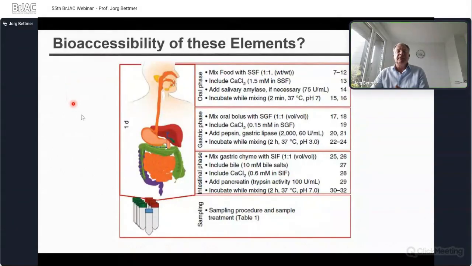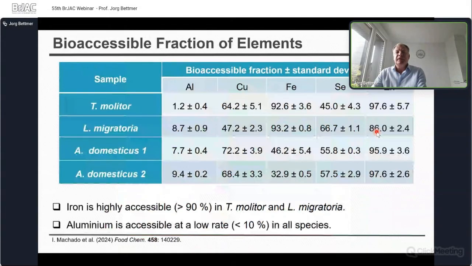But of course, it's not only important that the total concentration of certain elements is very high, but whether they are bioaccessible for our human body. There are standard protocols you can use, and you can imitate the oral phase of absorption, the gastric phase, and the intestinal phase. And we did the same with the different insects we have analyzed.